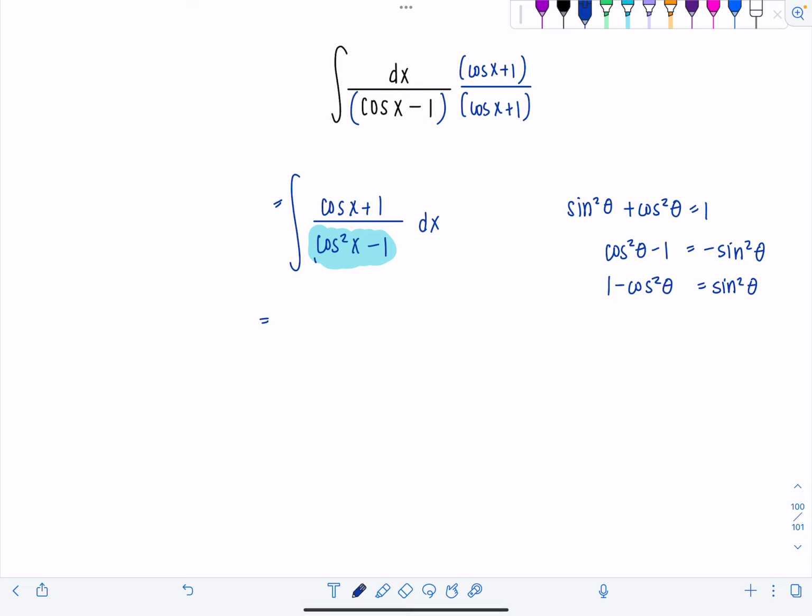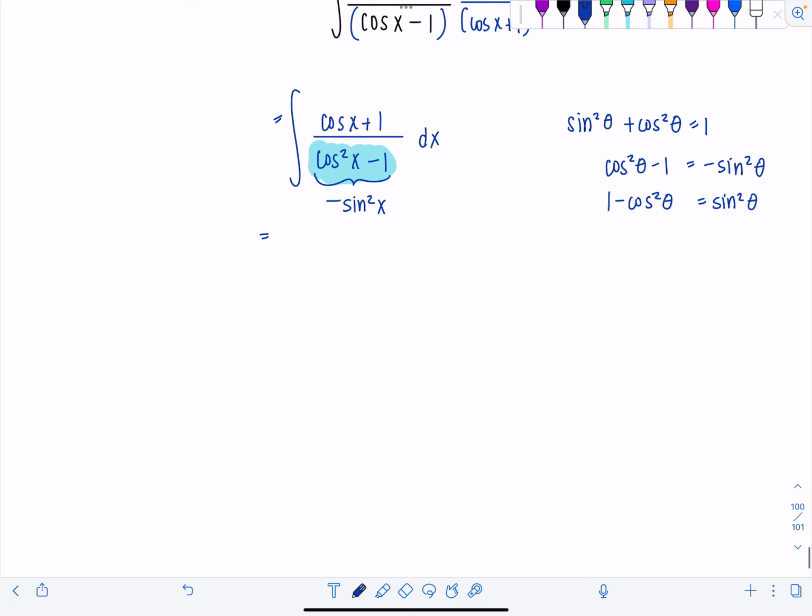Okay, so all of this is negative sine squared x. Just to keep things simple, I'm going to put that minus sign outside the integral, so it's not bothering us. So minus integral, then we're going to have cosine x plus 1 over sine squared x dx.